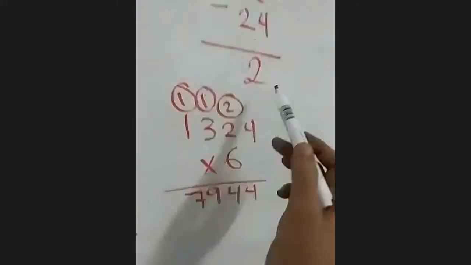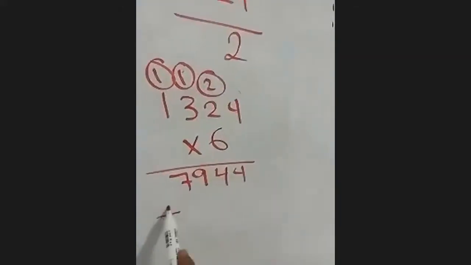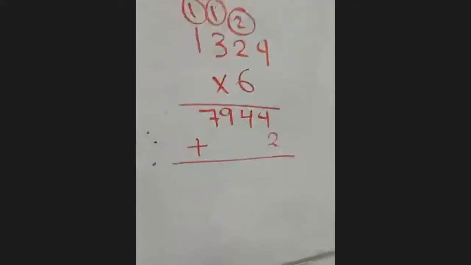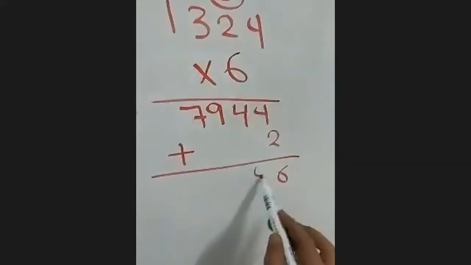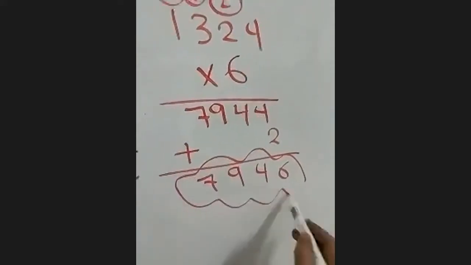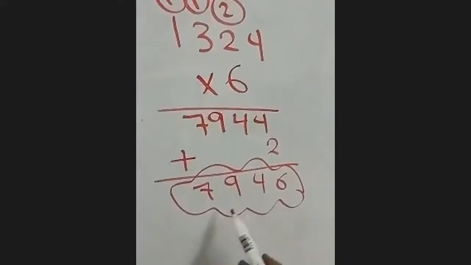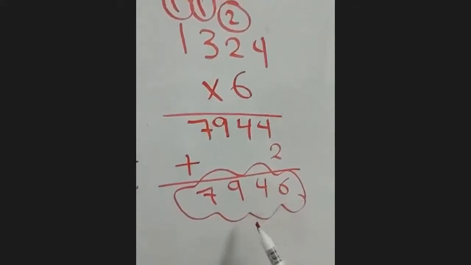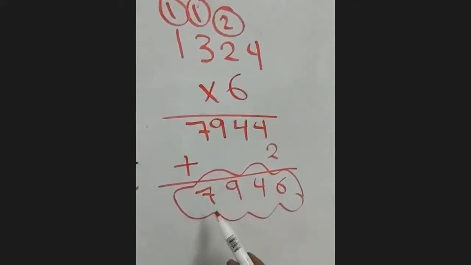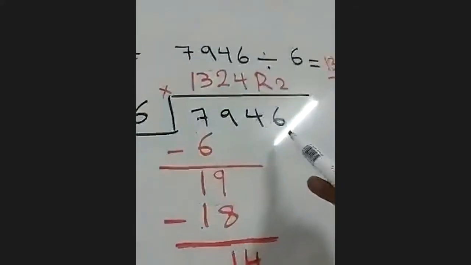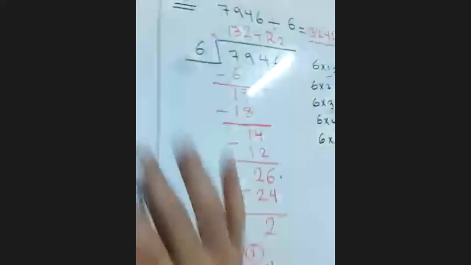This is not enough. I have remainder 2, so I will add the 2. Then add. 4 plus 2 is 6, and this number comes down. Now our answer here is 7,946, sorry, 7,946. And here also we have 7,946. So my whole process is correct.